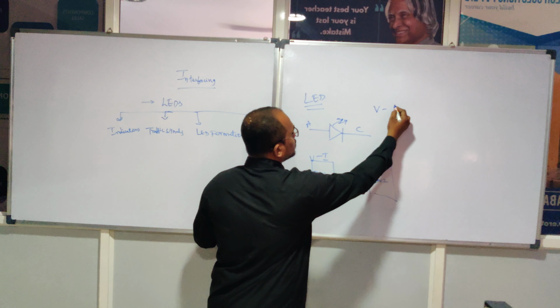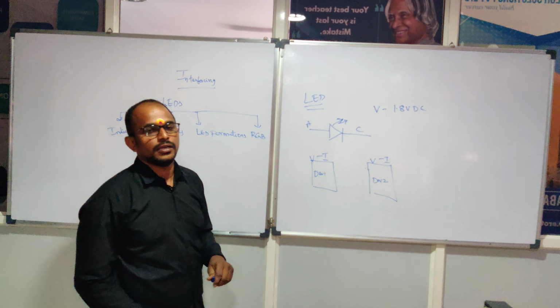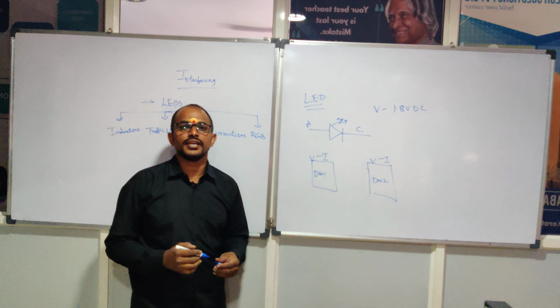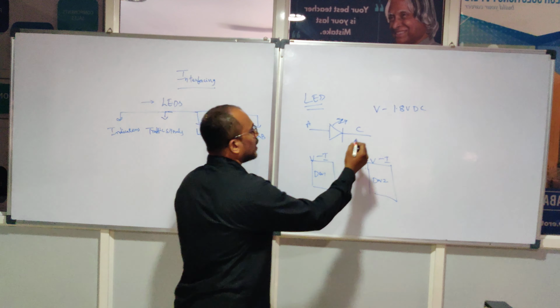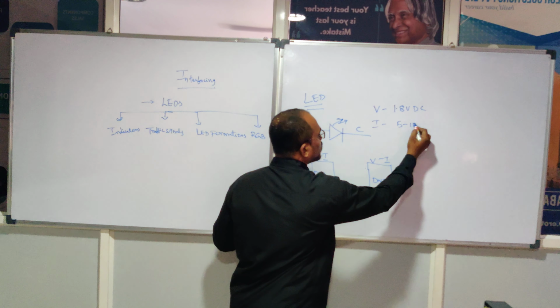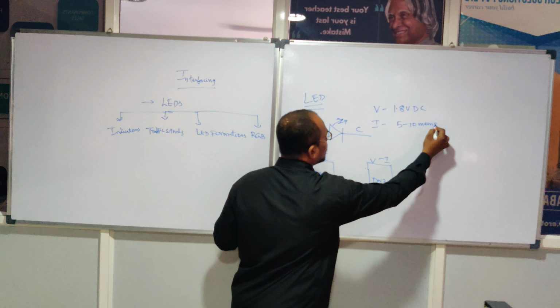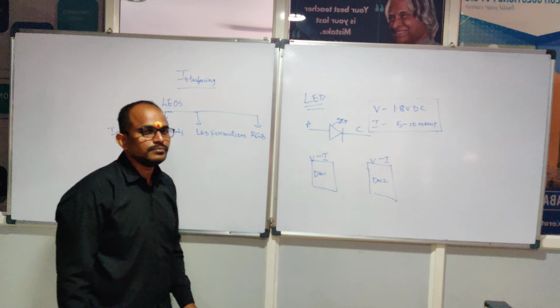LED characteristics are very clear. Coming to voltage, when you are trying to operate a small LED, the basic LED operating voltage is 1.8 volts DC. Coming to the I parameter, which is current, it requires 5 to 10 milliamps. So these are the two characteristics of an LED.